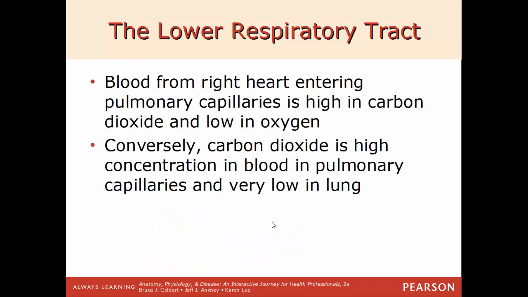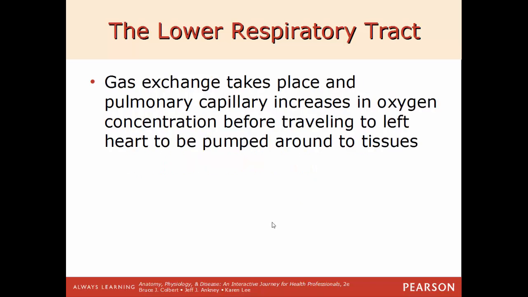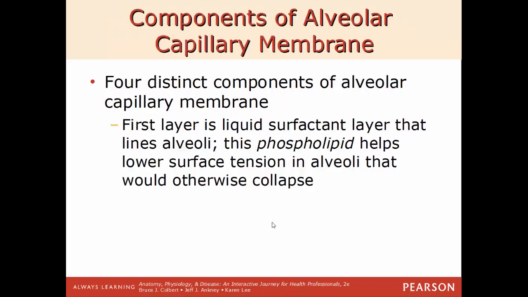Now blood from the right side of the heart is blood that has very little oxygen in it. So the blood from the right side of the heart entering the pulmonary capillaries is high in carbon dioxide but low in oxygen. And conversely, carbon dioxide is low in the lung, while oxygen is high. So the gas exchange will take place: carbon dioxide will leave your blood and go into your lungs so you can exhale it. The oxygen will leave your lungs and go into your blood so it can go to the heart and be pumped to your tissues.